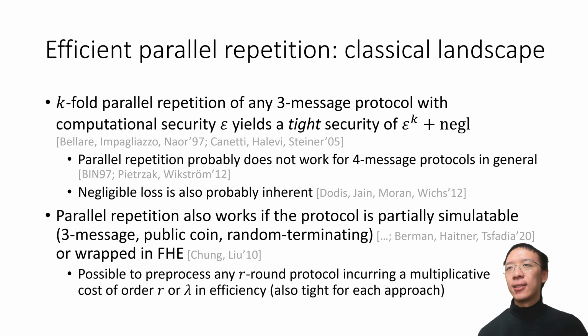What this tells us is that we can take any R-round protocol for any polynomial R, and then we can pre-process this protocol so that it becomes either random terminating or wrapped in an FHE. Then we can do parallel repetition to actually amplify its security. And doing so will incur, before doing the parallel repetition, a multiplicative loss of order roughly R, which is the number of rounds, or lambda, which is the security parameter, in efficiency. And it is also shown that these losses are tight for each approach that you take.